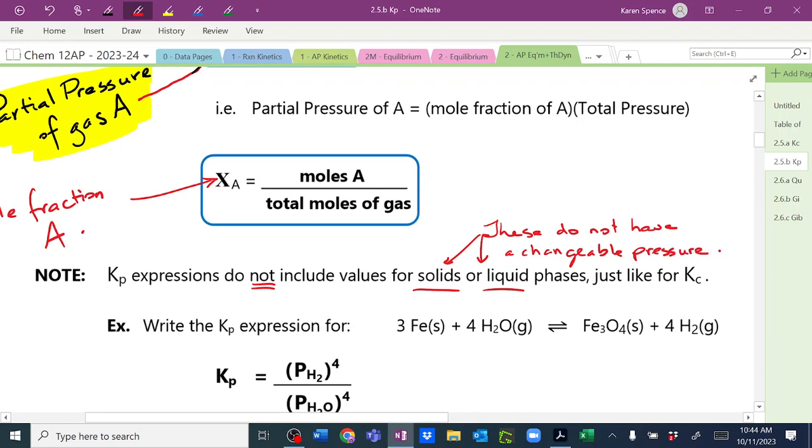The only reason I say water can have pressure is if you're underneath the water, you can feel the pressure on you.